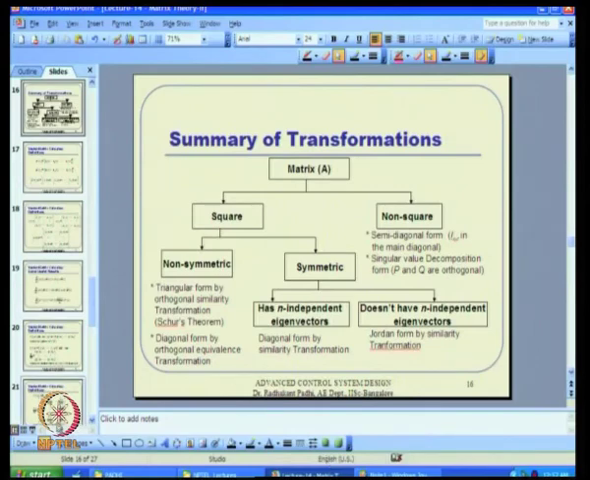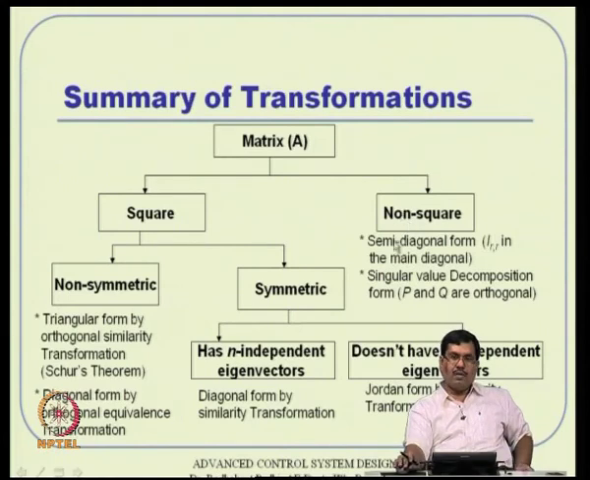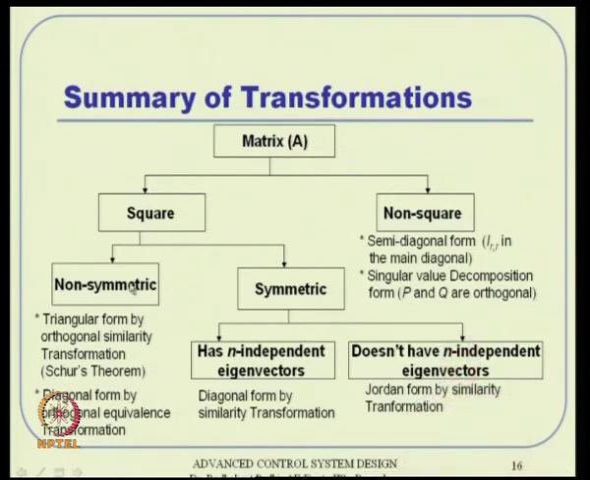Alright. So, this is all about transformations actually. So, the summary of transformation talks about that. First you have to see whether you have a square matrix or a non-square matrix. If you have a non-square matrix, options are limited, we are just talking about singular value decomposition. If you have a square matrix, you can have a non-symmetric square matrix or a symmetric square matrix. If you have a non-symmetric square matrix, again your choices are not very high. But if you have a symmetric square matrix, you can see the beauty actually: you can have n independent eigenvectors, or not have n independent eigenvectors, and then you can have diagonal form, non-diagonal form, Jordan form, like that you can talk.